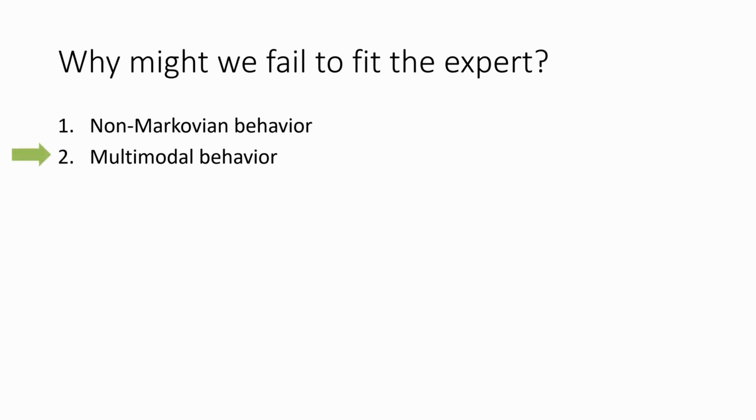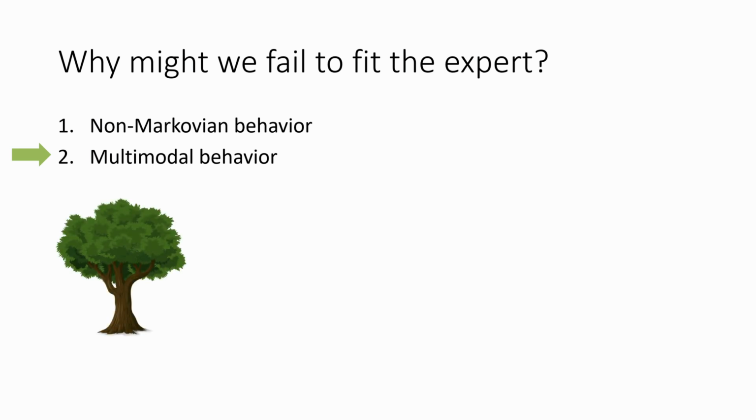Let's talk about the multimodal behavior a little bit. So what is multimodal behavior? Well, here's my favorite canonical example of multimodal behavior. You want to fly the drone around the tree. This is good, and this is good. But average those two together, and it's bad.